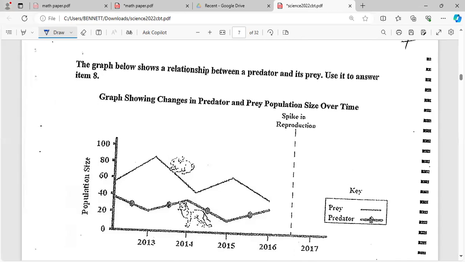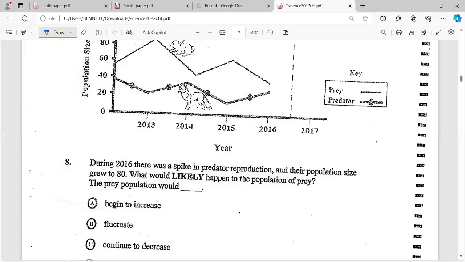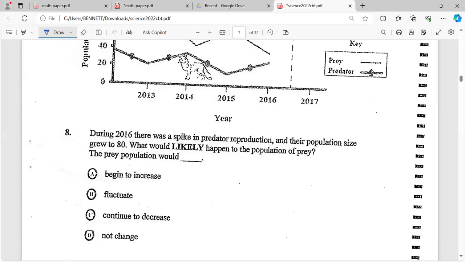The graph below shows a relationship between a predator and its prey. Use it to answer item 8. So the graph shows the changes. During 2016, there was a spike in predator reproduction and their population size grew to 80. What would likely happen to the population of prey? The prey population would A, begin to increase, B, fluctuate, C, continue to decrease, or D, not change. And that would be C, it will continue to decrease. Remember, the predators eat them, right?